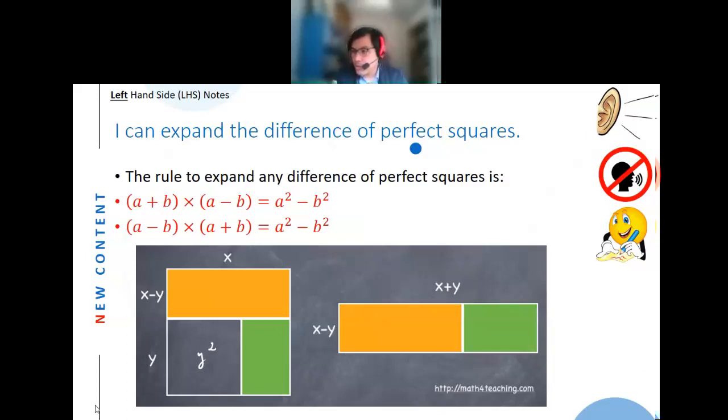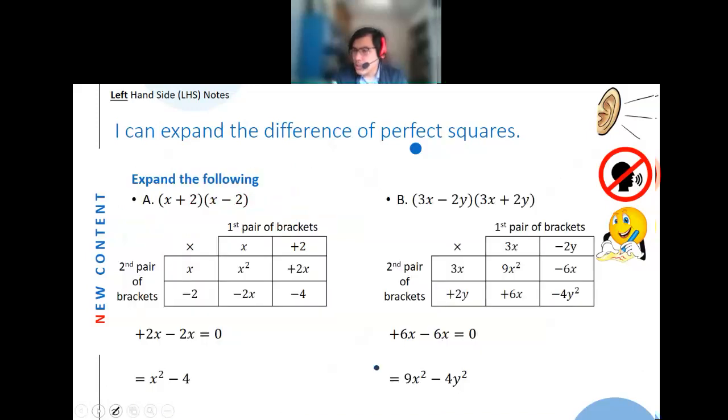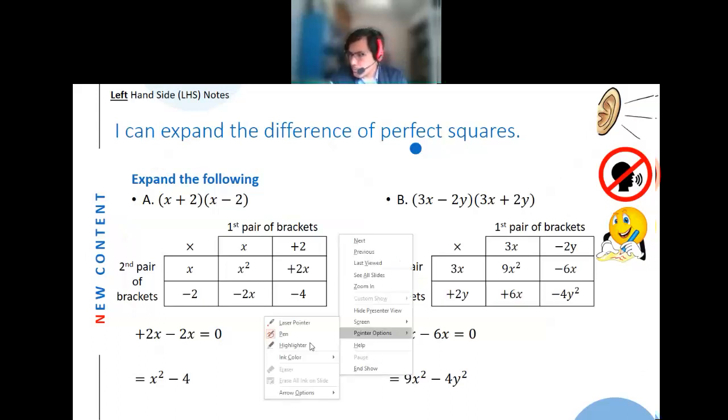What I'm going to do is show you how to expand the brackets. As you can see, it's pretty much like expanding double brackets because we got two pairs of brackets.